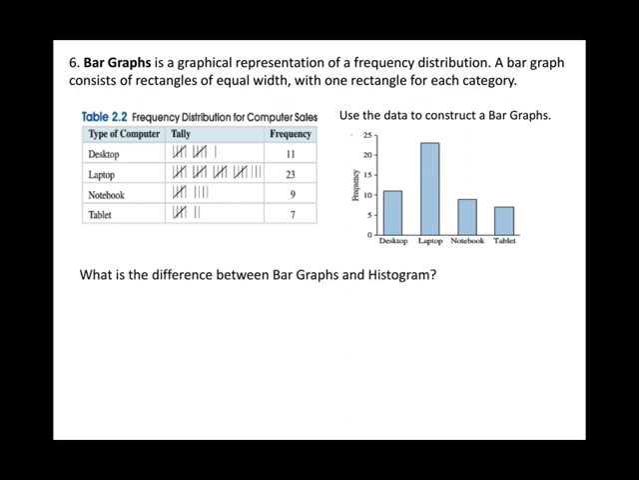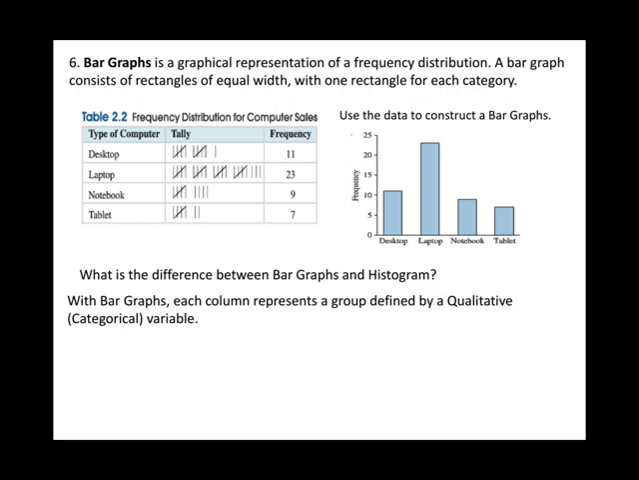You will use the bar graph when you have a qualitative variable. Remember, what is a qualitative variable? It consists of names and labels, just like this example. Okay, I have a qualitative variable. These are names and labels, right? So we use the bar graph.